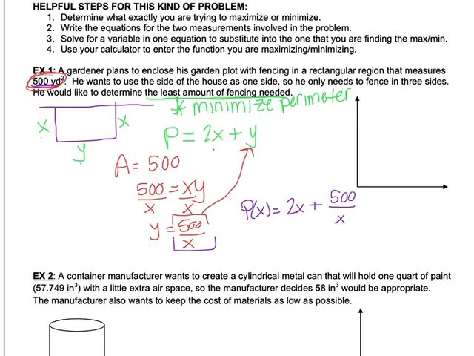So now I have this function, and this only has one variable, x, and I can plug that in and graph it and find the minimum value of P, which would be my output, or the y value, and that would be the least amount of fencing to use. So let's go ahead and type that into your calculator.